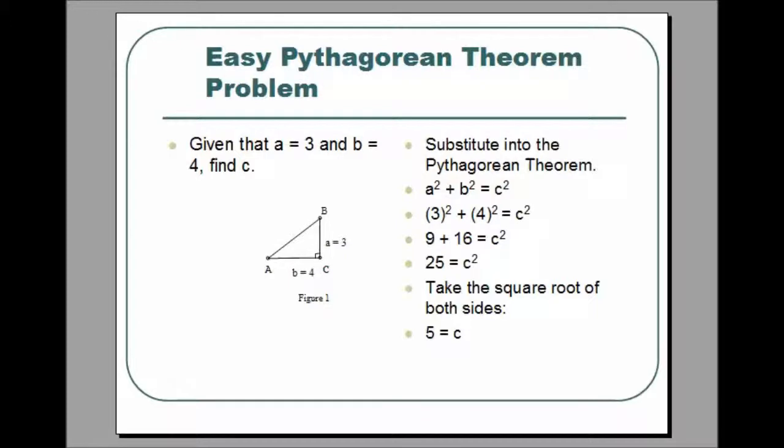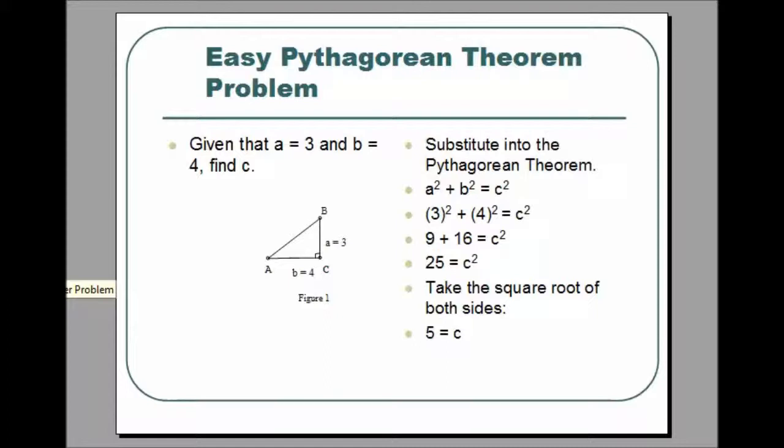That equals c squared. 3 squared is 9. 4 squared is 16. 9 plus 16 equals 25, and that equals c squared. Recall, however, that we are not solving for c squared, we're solving for c. Therefore, we take the square root of both sides. The square root of 25 is 5, and the square root of c squared is c.